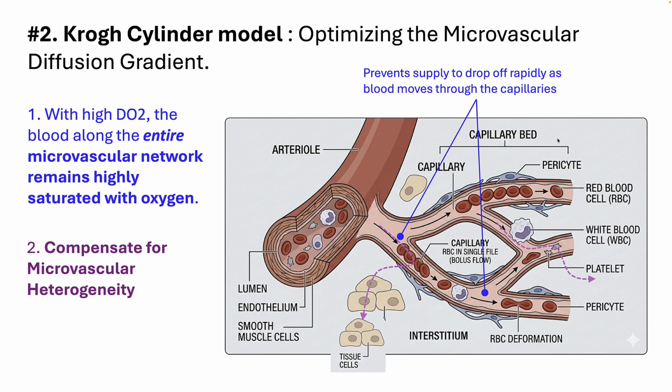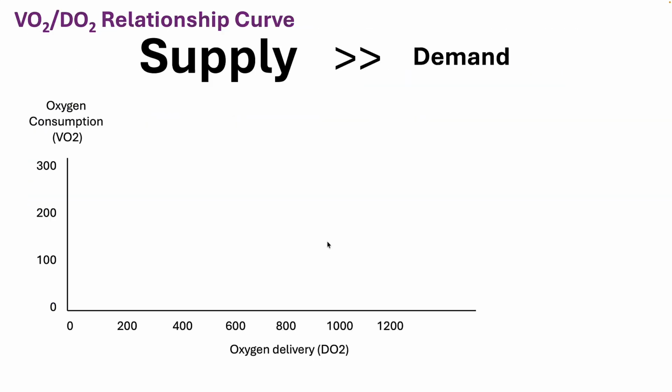The second reason is optimization of microvascular diffusion gradient. Because different cells have different distances and capillaries have different flow in the blood vessels, a high DO2 ensures that the entire microvascular network remains highly saturated with oxygen and compensates appropriately for this heterogeneity.